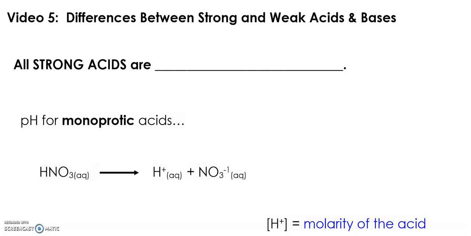This video is on differences between strong and weak acids and bases. So this actually is going to tie back into stuff we talked about before regarding electrolytes in solutions, and then connect it with some of the acid-base calculations we were doing in the previous video. So we have to remember, or be reminded, that all strong acids are strong electrolytes.